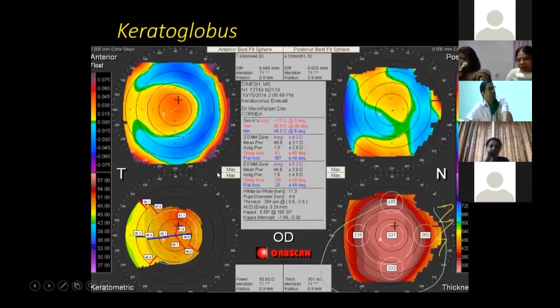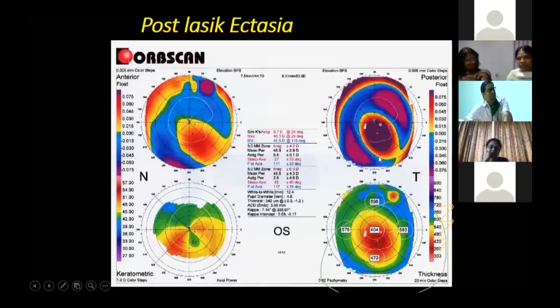So this is a case of keratoglobus. We can see the thinness and the warm colors all throughout, from limbus to limbus, irrespective of the 3, 5, or 12 millimeter zone, with steep K, the thinnest pachy, and high posterior floats or high anterior floats. So this is a case of post-LASIK ectasia. You can see the central thinning and the warm colors here, along with the ectasia in the inferior temporal quadrant.